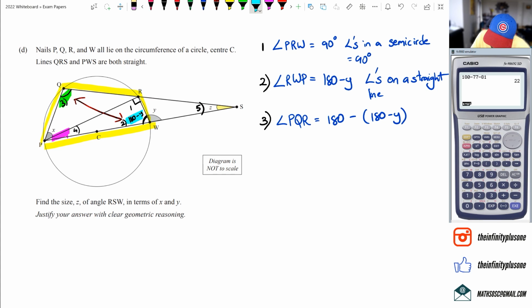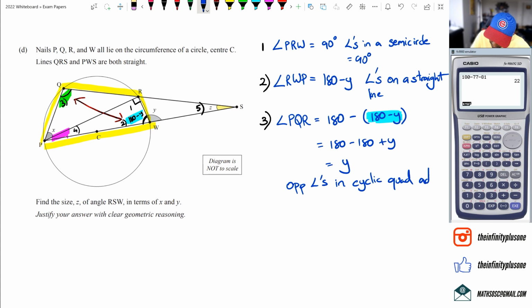What I've done is take away that 180 minus Y because I know that whatever's left over, both of those are going to add up to 180 degrees. So here, I'm going to expand the brackets. I've got 180 take away 180 plus Y. So angle PQR is equal to Y degrees. And our reasoning for this is opposite angles in a cyclic quad add to 180 degrees. All right, so now let's figure out number 4 here.